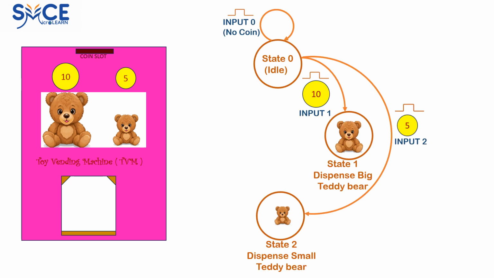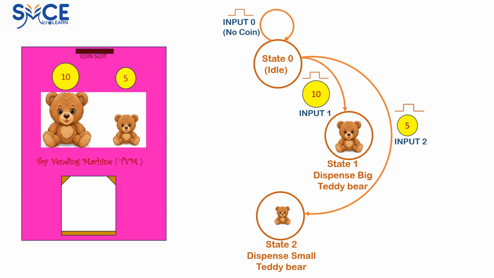From the state diagram, we can observe that there are three possible input-output conditions. The coin slot receiving no coin is considered as input 0. The coin slot receiving a coin with a value of 10 is considered as input 1. And the coin slot receiving a coin with a value of 5 is considered as input 2.